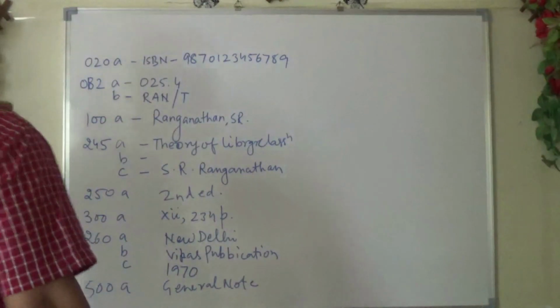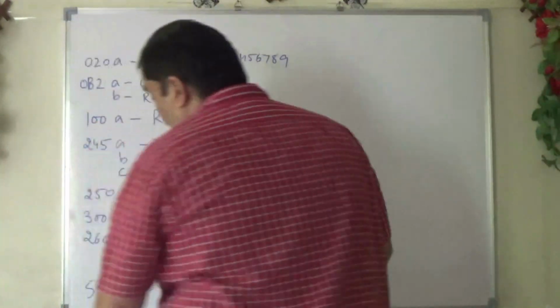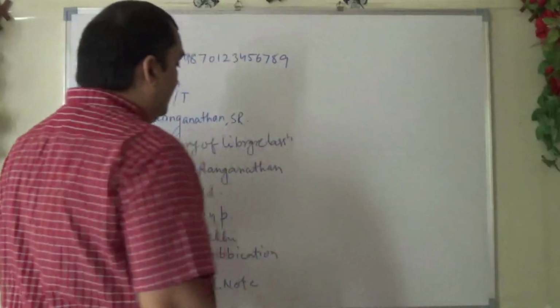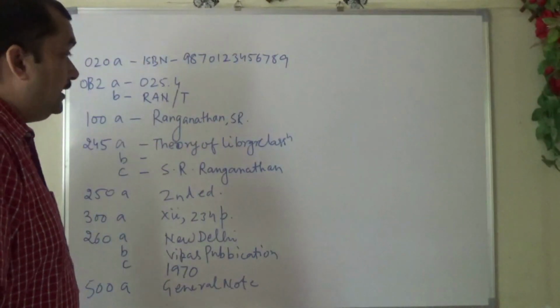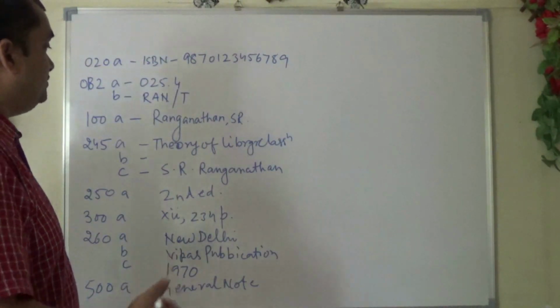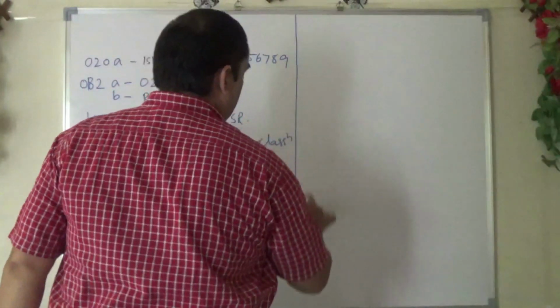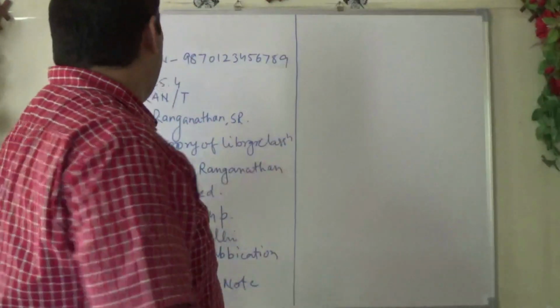Okay, so the question is here, there are some more codes which we have to accommodate, like 650, the subject, and then we have to start further. Then how are we going to deal with the punctuation in the MARC format? So I'm going to just demonstrate in case we are going to enter in the MARC format.